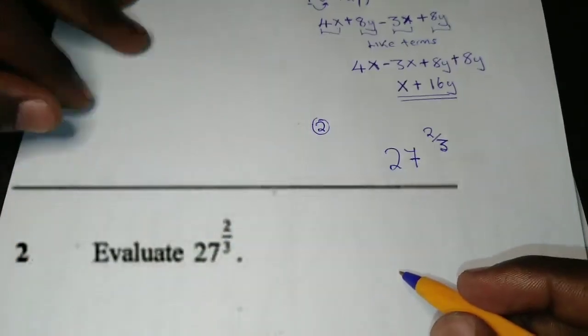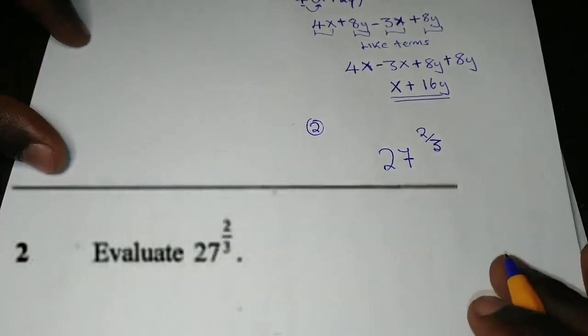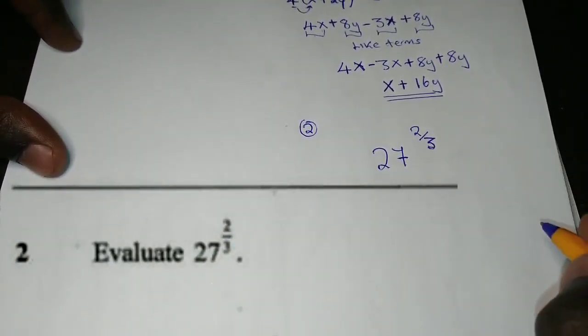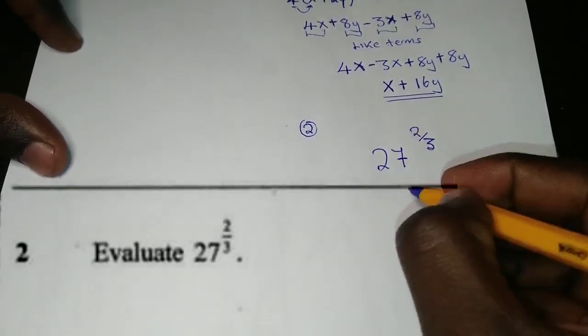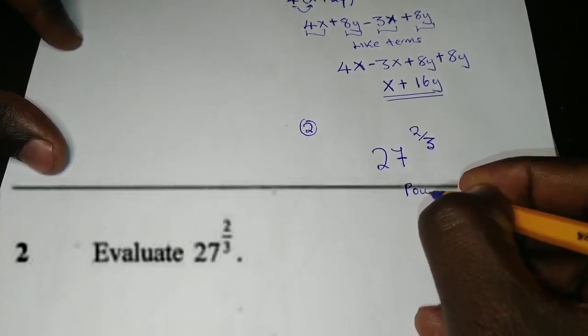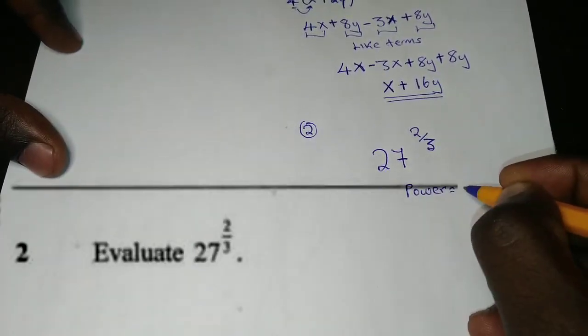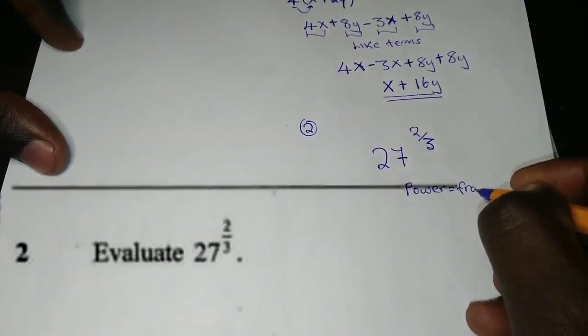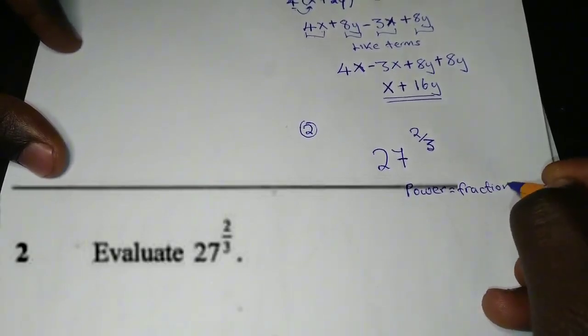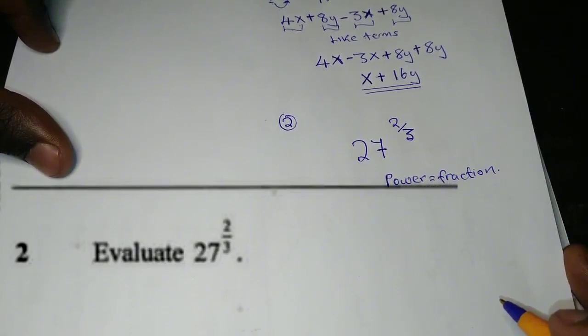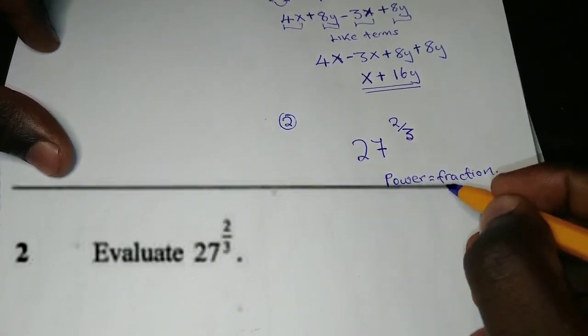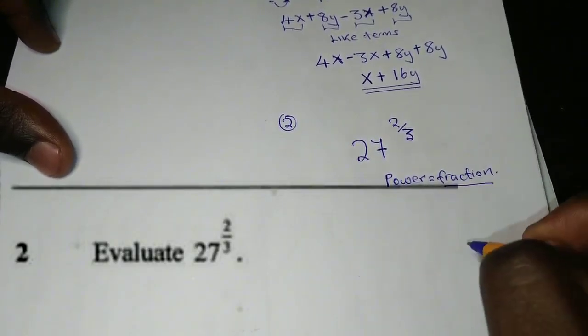This question comes from what we call indices. Here we notice that the power is simply a fraction. So how do we handle such an index? When the power is a fraction, how do we handle such a case?